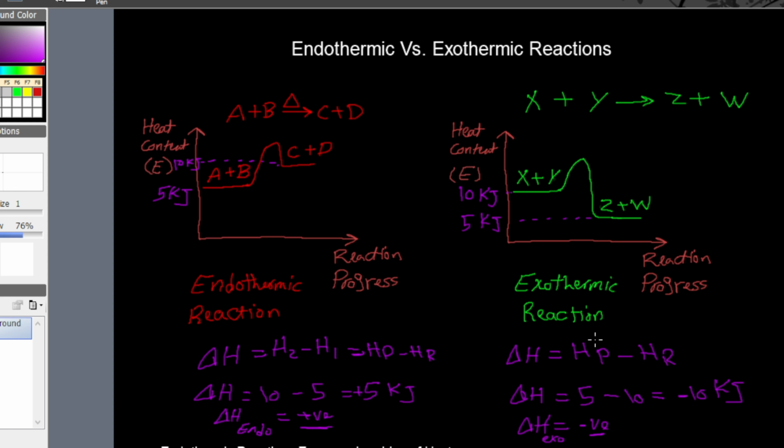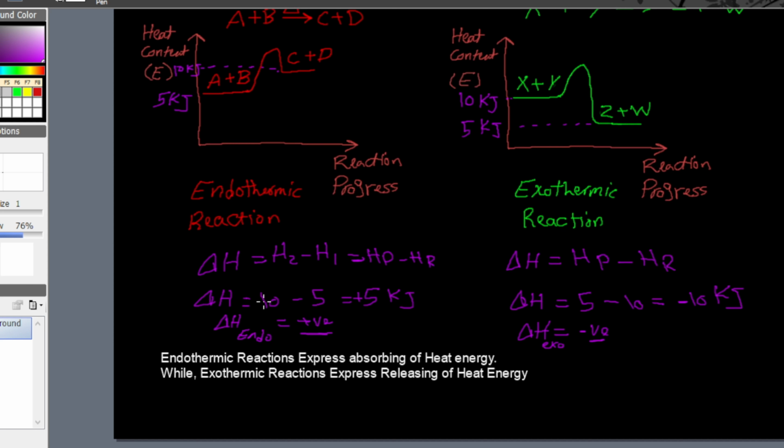The vice versa occurs in an endothermic reaction, where, for example, you have a beaker or a test tube and you added two components to each other, two aqueous solutions to each other, and then a reaction occurred. And when you touch the beaker or the test tube, it gets cold. When it gets cold, this means the energy transferred from the surrounding of the beaker to the system, to the reaction mixture. So if we summarize what we said, endothermic reactions express absorbing of heat energy, while exothermic reactions express releasing of energy. That's it.